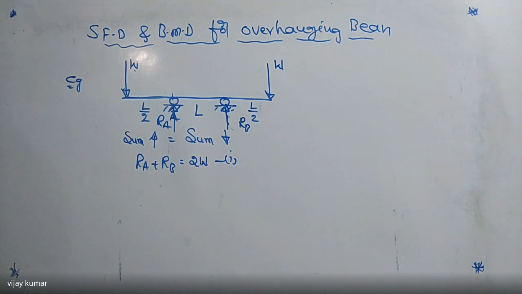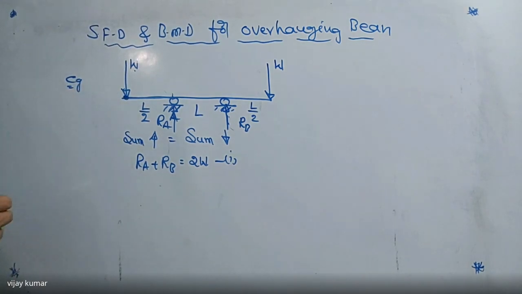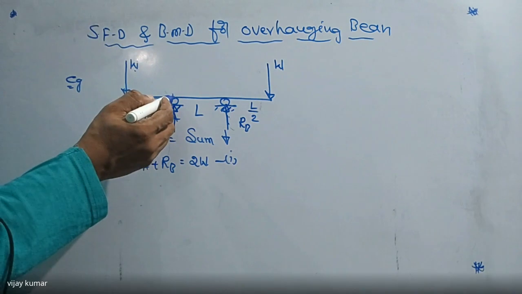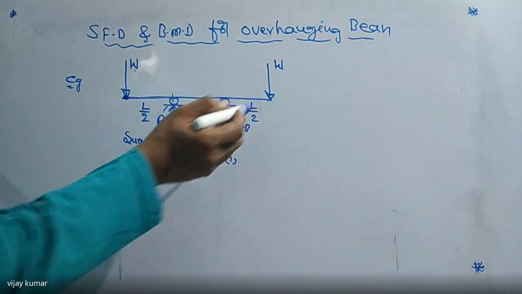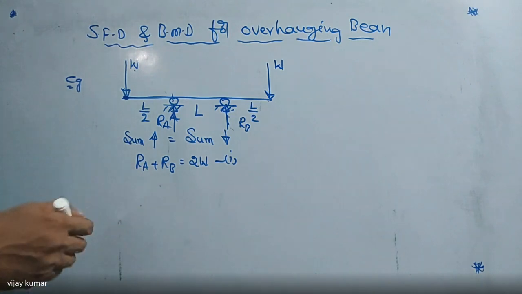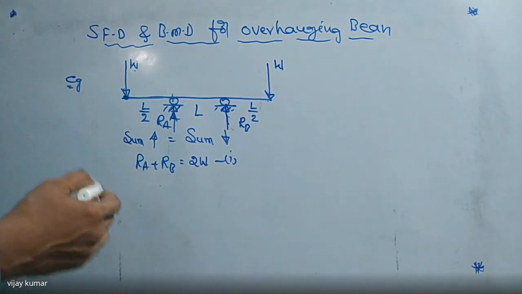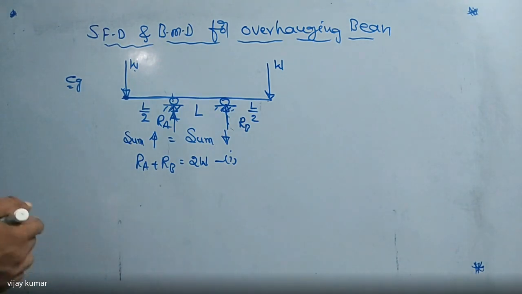Did you get my point? At the same time, I want to find the moment about this point here. We can take moment about this point, or this point, or this point. We can take moment about any point equal to 0, to find another equation in terms of RA and RB. Then equate or subtract those two, and we get the RA and RB values here.